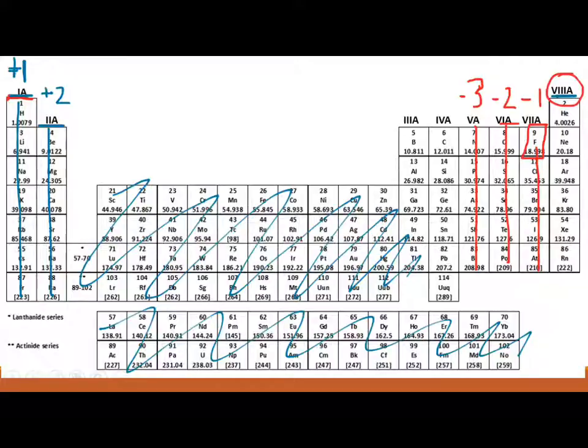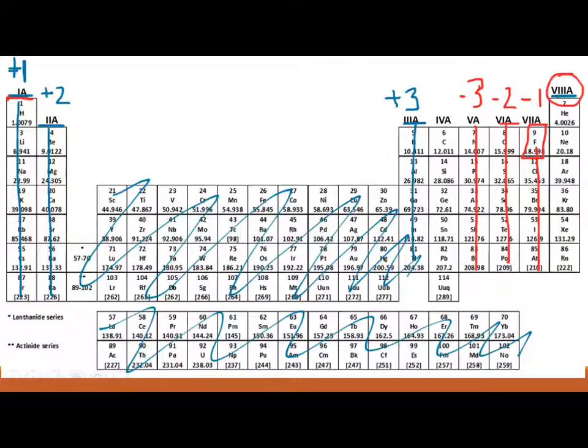What about column 3A? Okay, column 3A, they all have 3 valence electrons, right? So either gain 5 or lose 3. Lose 3 is probably easier, right? So they're going to go ahead and lose 3 and form a +3 charge.